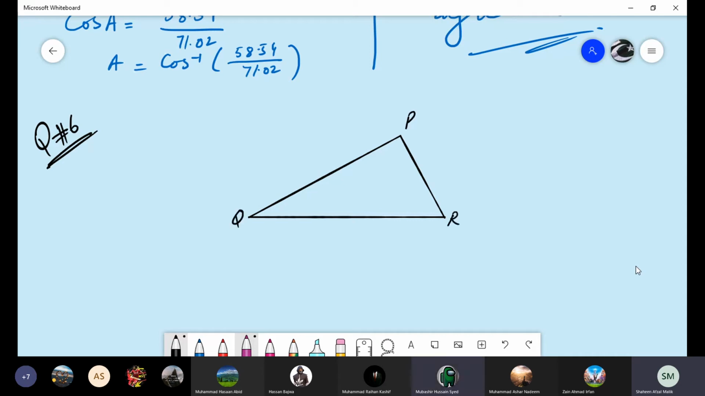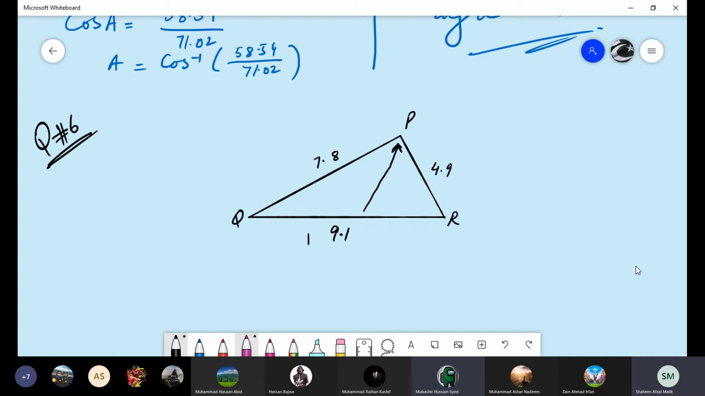In question 6, it says find the largest side. The largest side is opposite to the longest side, so it's going to be QR. So the largest angle is going to be P. It is 9.1. Yes, this is going to be P.